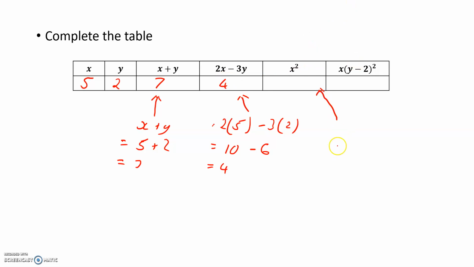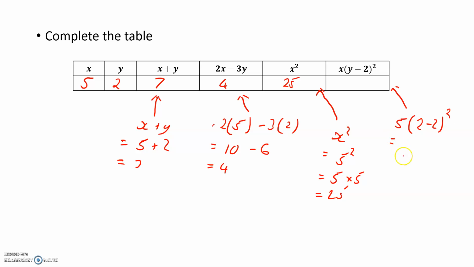Third one, x squared, which means we need 5 squared, and if we remember, squared means times by itself, so 5 times 5, which is 25. And the last one in here is x, so 5 at the front, times y take away 2, so 2 take away 2, and that's all squared.